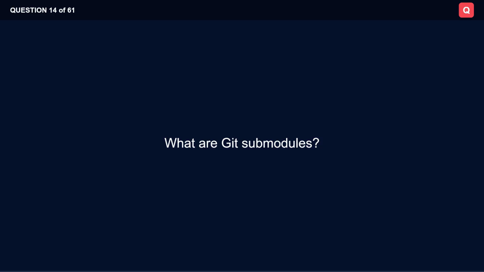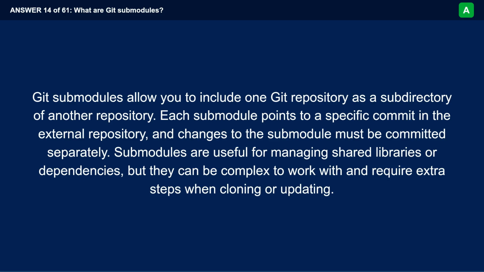What are Git submodules? Git submodules allow you to include one Git repository as a subdirectory of another repository. Each submodule points to a specific commit in the external repository, and changes to the submodule must be committed separately. Submodules are useful for managing shared libraries or dependencies, but they can be complex to work with and require extra steps when cloning or updating.